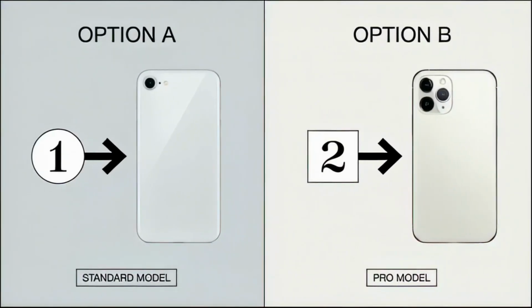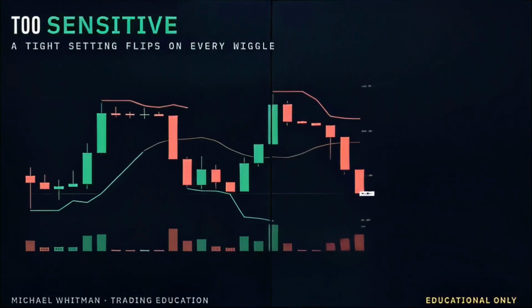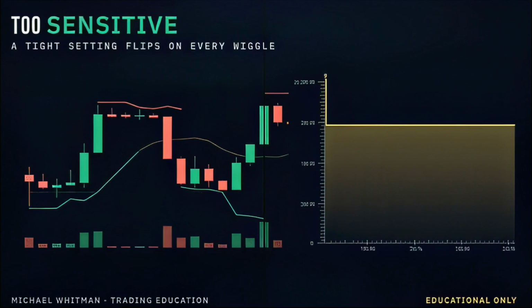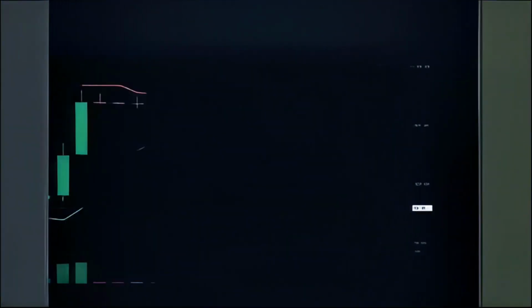Two versions of the same indicator, same chart. Version 1 flips 9 times in a single afternoon. Version 2 flips once and holds steady for 3 days straight. Which one is set correctly? Neither, necessarily. And that is the actual lesson.